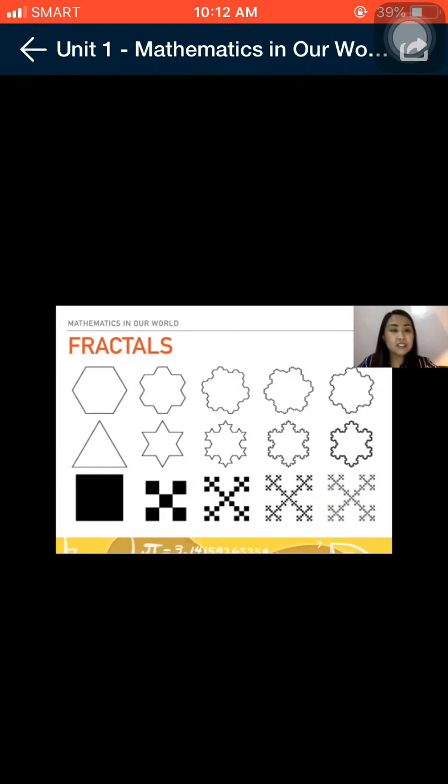These are other types of fractals. Okay, this one is a Koch snowflake. The third one used a square, and as you can see by the end, by repeating the same pattern, you'll end up with a fractal. Taking the small part of the figure looks like the whole thing.